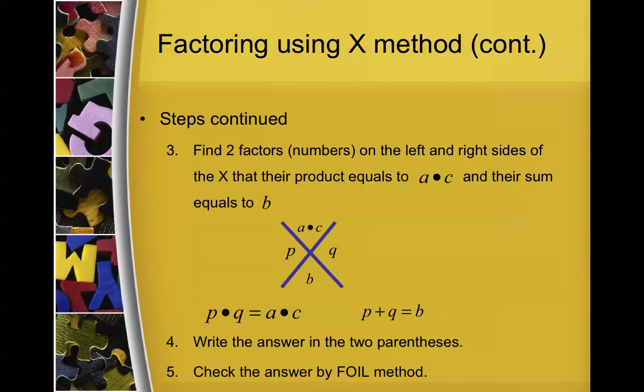Once you have a times c on the top and b in the bottom, you need to find a two-number combination p and q that when you multiply p and q together, you get a times c, and when you add them, you get b. So these two numbers have to satisfy both conditions in order to be a correct combination. Once you have the correct combination, write into parentheses, which I will show you later. And then once you have your answer, make sure you check your answer by the FOIL method that we have learned.